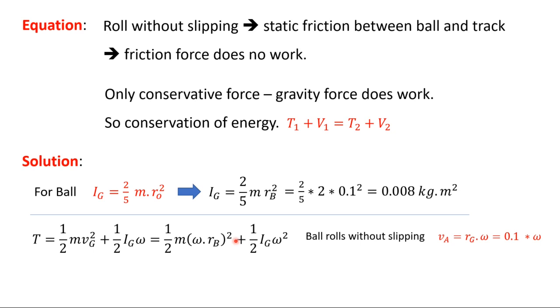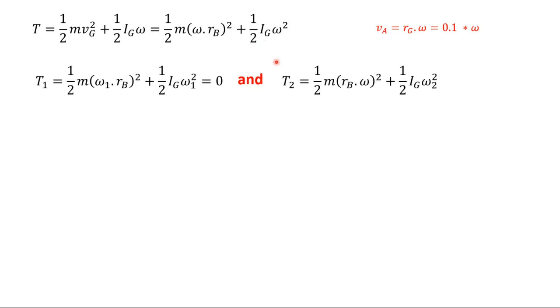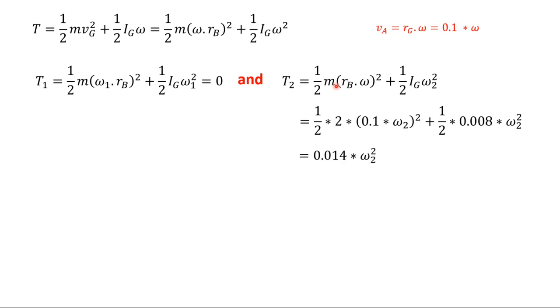Now we're going to start the calculation. Once again, I'm going to take this equation to the other slide. So that's the equation, and we can calculate T1 now. By replacing omega equal to 0, I find that T1 is equal to 0, while T2 is in terms of omega 2, which I don't know yet. So this one is replaced by omega 2, and this one by the value of 0.1, and opening the brackets, I find that T2 is equal to 0.014 omega 2 squared.